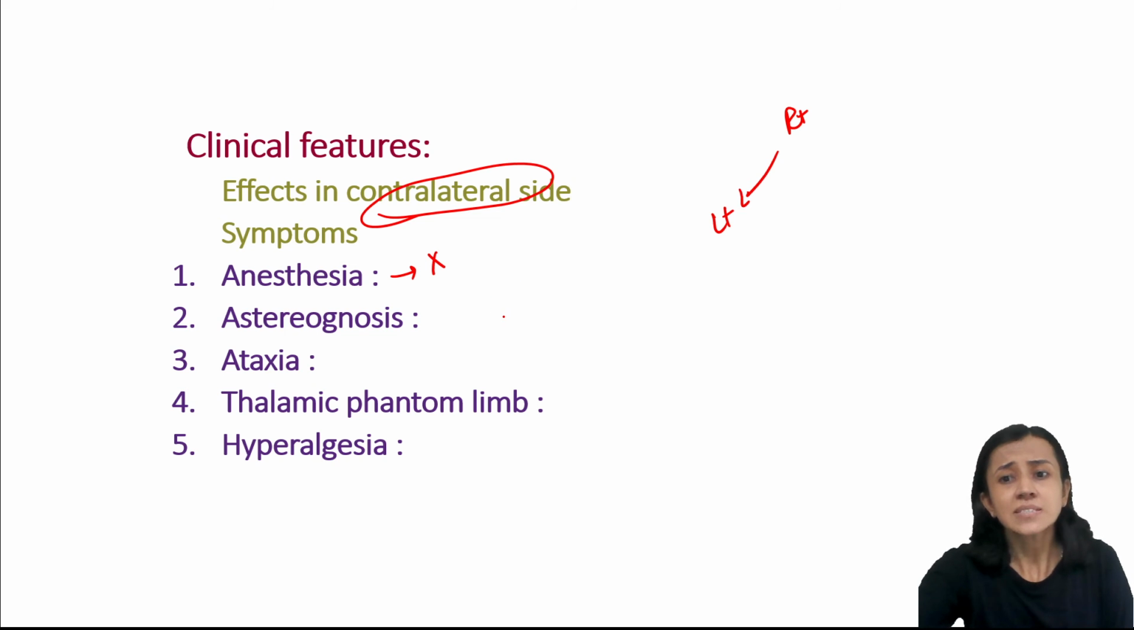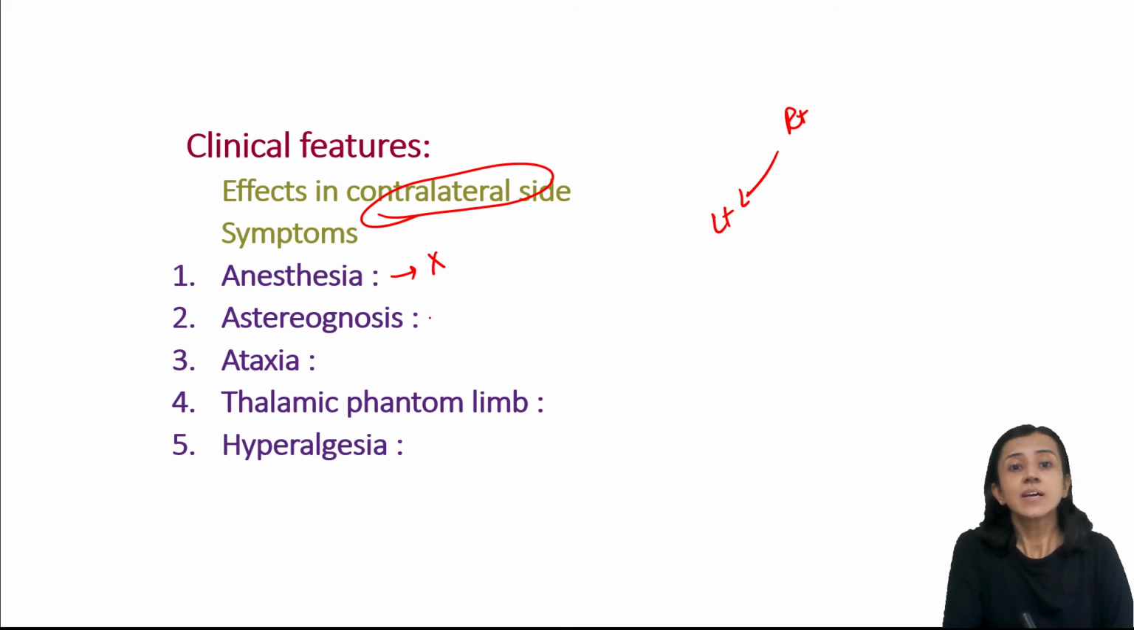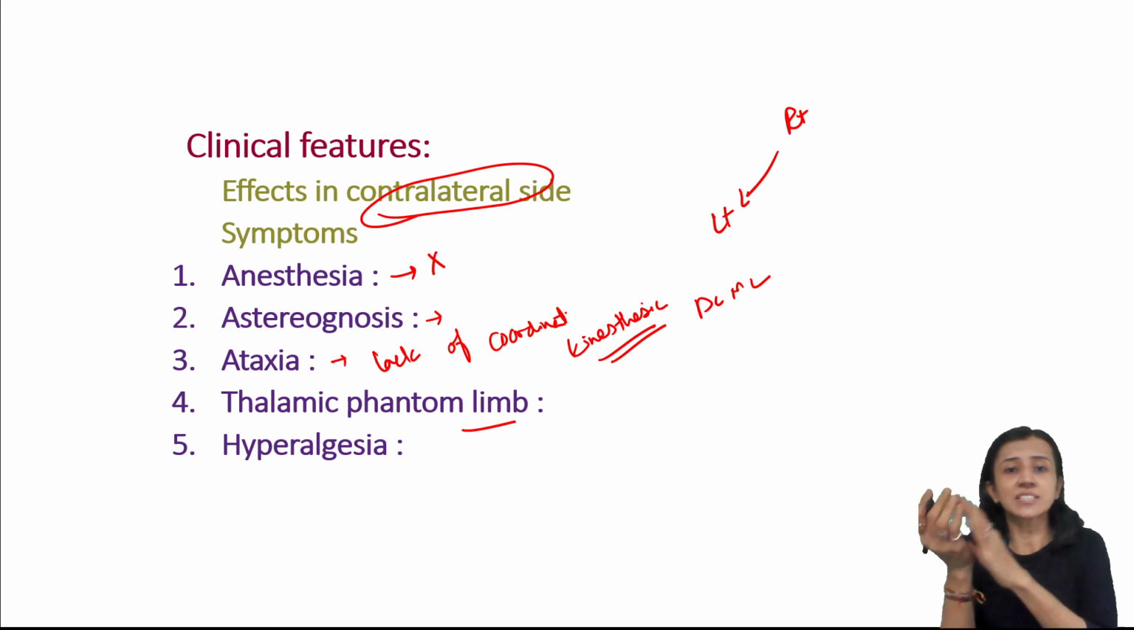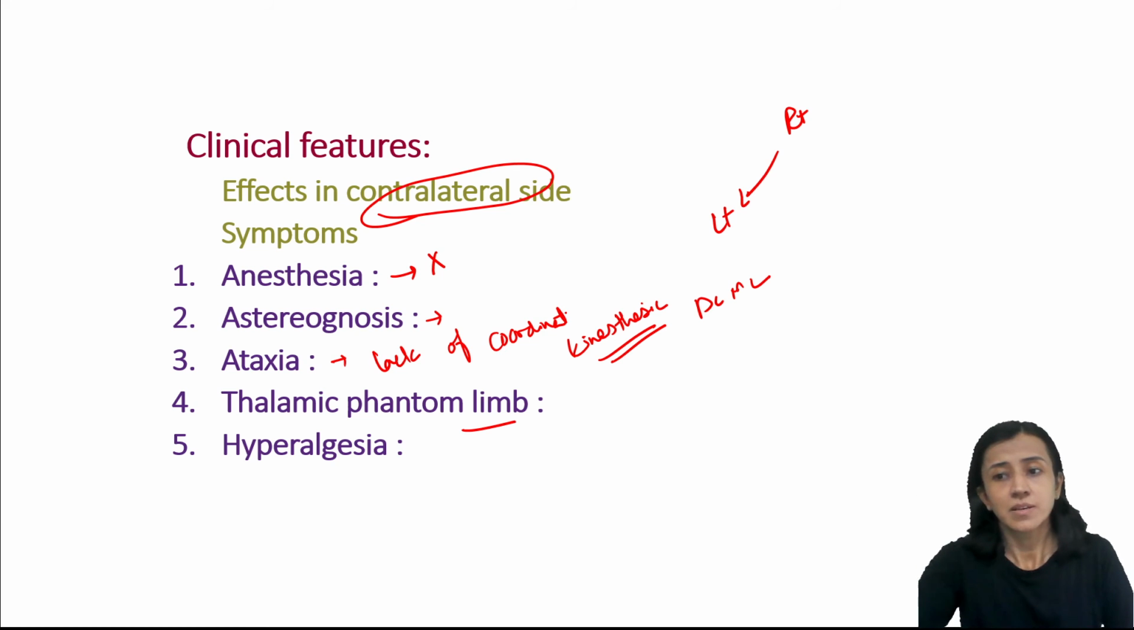Then second is astereognosis. Astereognosis means inability to identify the object by its size, shape, texture, etc. Then ataxia. Ataxia means lack of coordination, mainly sensory ataxia. Cerebellar ataxia also may be there because the cerebellum has connection with the thalamus. So lack of coordination because kinesthetic sensations are lost. Kinesthetic sensations are carried by the dorsal column medial lemniscus pathway. Then thalamic phantom limb. Here the person cannot locate the limb. Suppose a left side lesion is there, the person cannot find that this limb is available when eyes are closed. If eyes are open, the person can see that the limb is available.